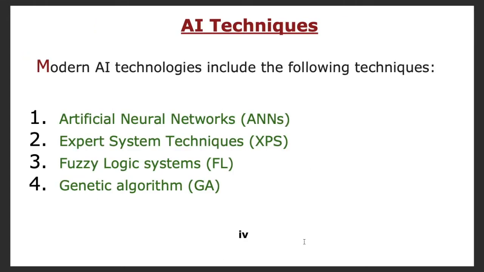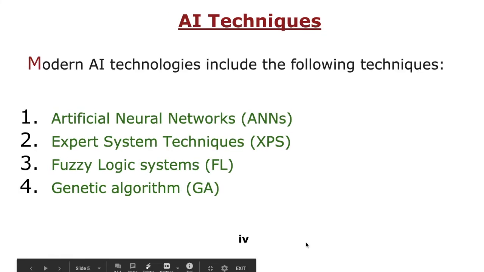So there are four major families of AI techniques considered to be applied in modern power system protection. First, artificial neural network. Second, expert system techniques. Third, fuzzy logic system. And fourth, genetic algorithms. Now I will explain the artificial neural network.